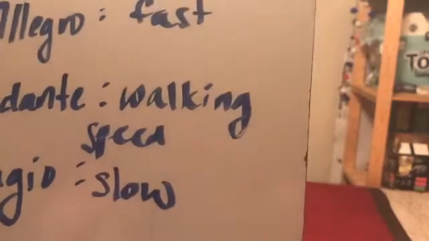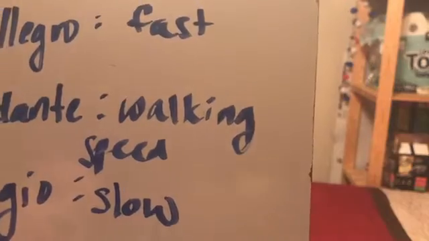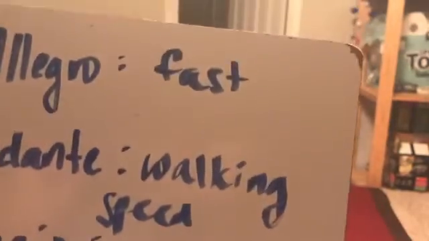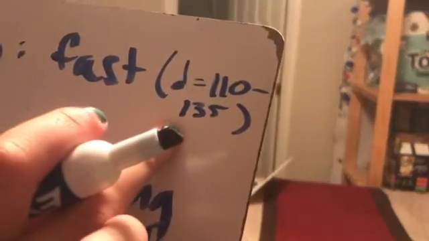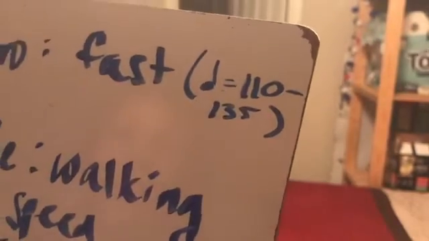Back up to the top with allegro and fast. So what tempo marking would be suited best for this? Usually you are in the range for your quarter note being anywhere from 110 to 135. So that is your range, anywhere between the quarter note at 110 to 135.